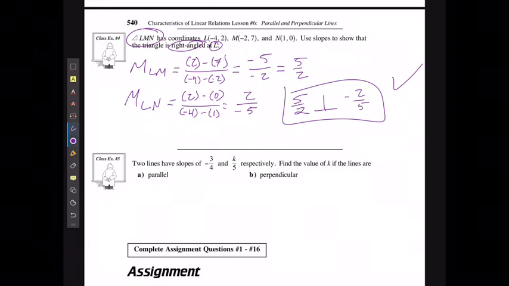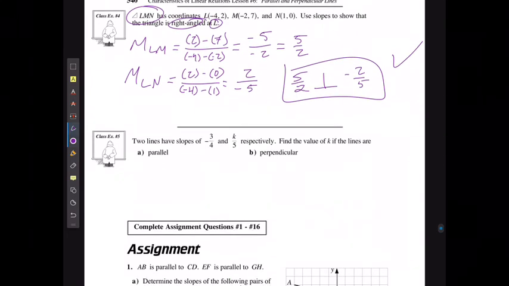Alright, the last part, which is most complicated. Two lines have slopes of -3 over 4 and k over 5 respectively. What is the value of k if the lines are parallel? Well, if they're parallel, then that means that they have to be equivalent. So if one is -3 over 4, then the second one has to be equal to it, which would give me k over 5. To solve for k, I'm going to cross multiply. I'm going to take that -3 times 5 divided by 4, or -15 over 4.